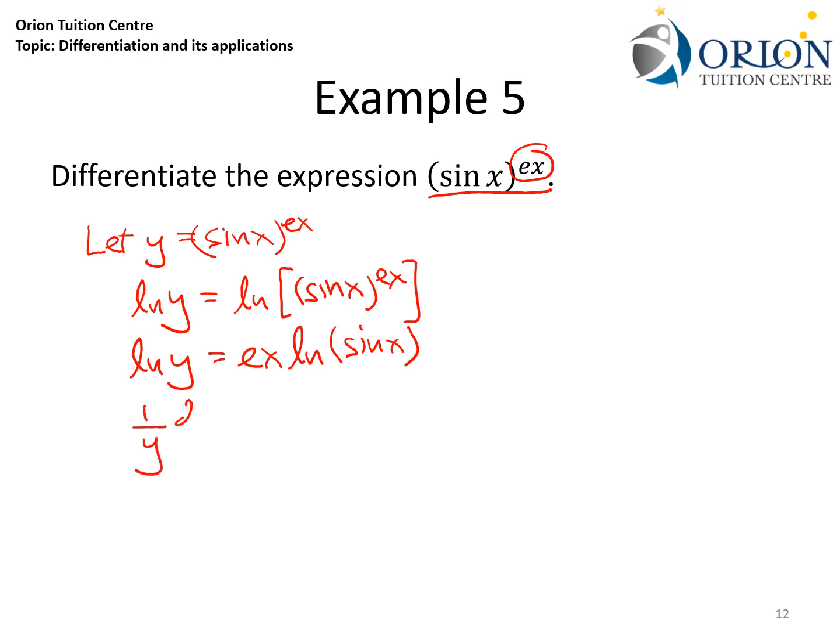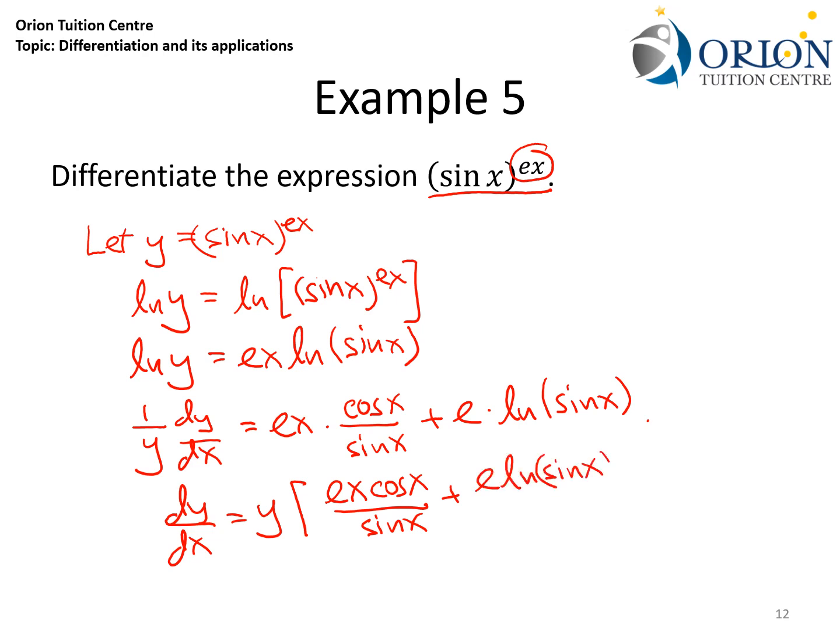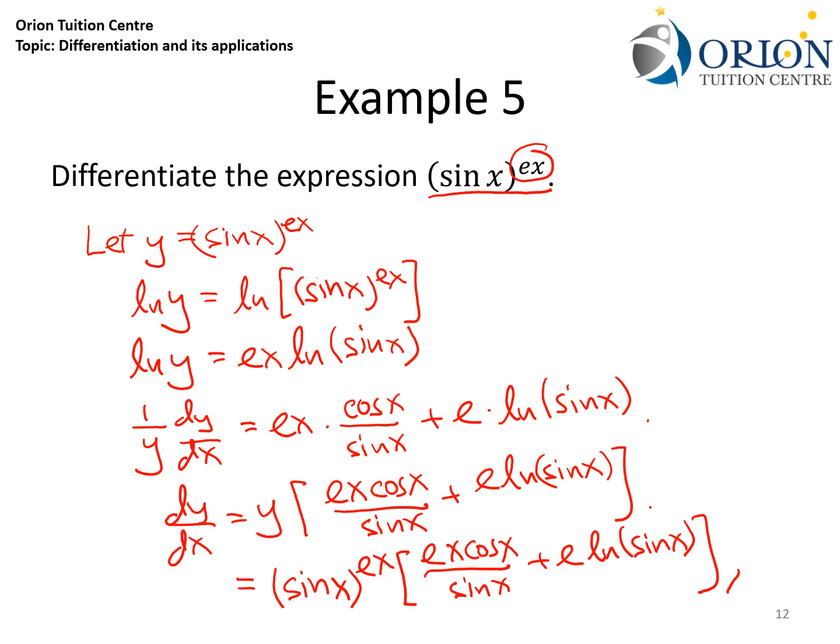So ln y equals ex times ln of sine x. Now we can perform our product rule and differentiate this term implicitly. And this gives us 1 over y dy over dx equals ex times cosine x over sine x plus e times ln of sine x. And therefore, dy over dx will be equal to y multiplied by ex cosine x over sine x plus e ln sine x. Again, if I want to express y in terms of x, I can do so very easily. This becomes sine x to the power of ex multiplied by ex cosine x over sine x plus e ln sine x. And that's it.